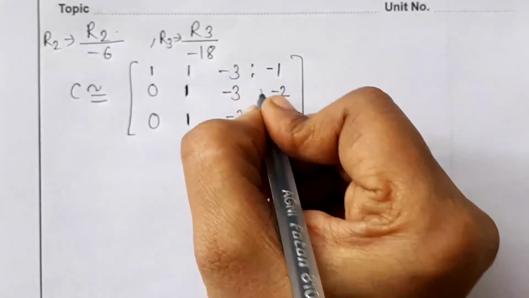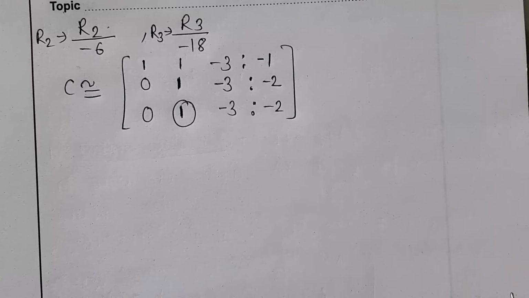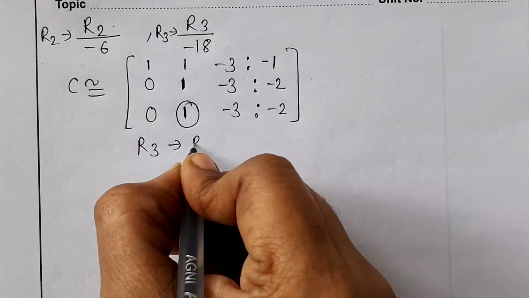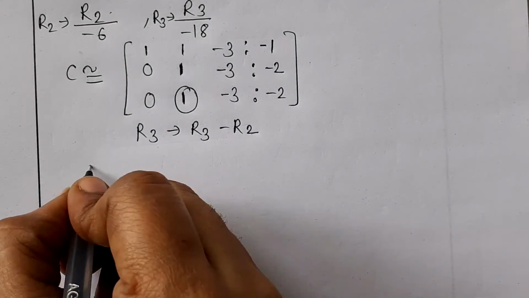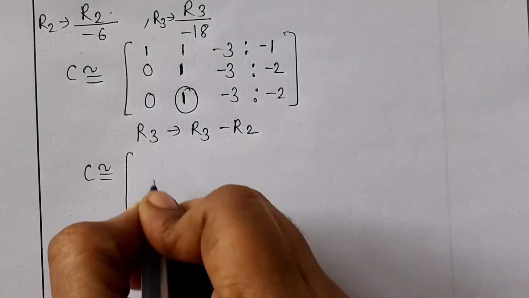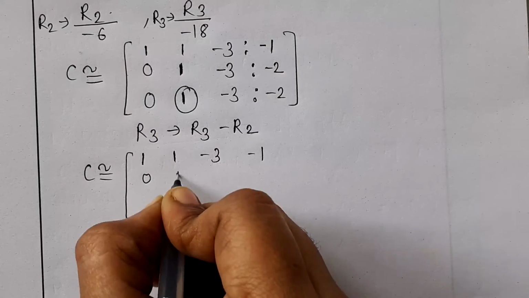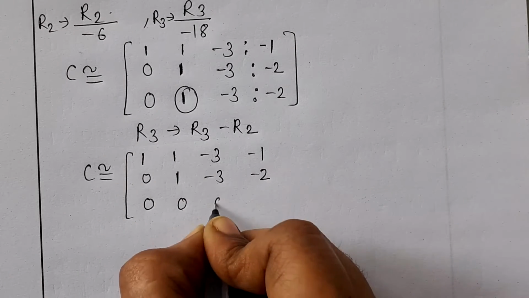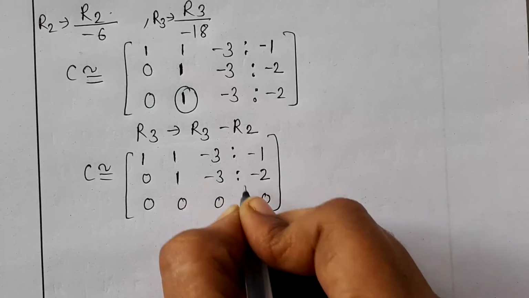Now see, next we try to reduce this 1 into 0. So what will be the transformation? R3 changes to R3 minus R2. Now R3 minus R2, so the matrix becomes 1 1 minus 3 minus 1, then 0 1 minus 3 minus 2, and 0 0 0 0.